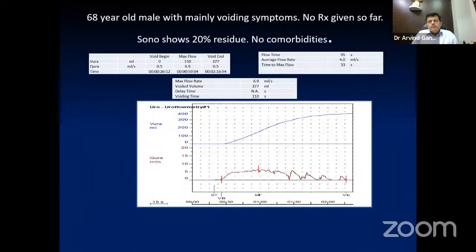Now we take this particular curve. As you can see, this is a 68 years old male, no treatment received so far. Sonography shows that hardly 20% of the voided volume is kept as a residue. He doesn't have any comorbidities.